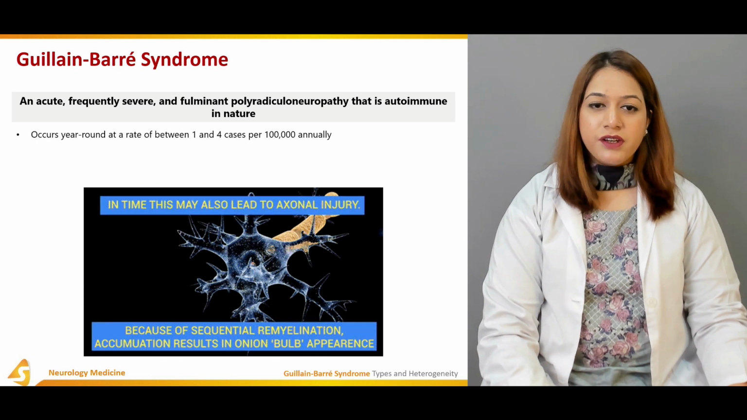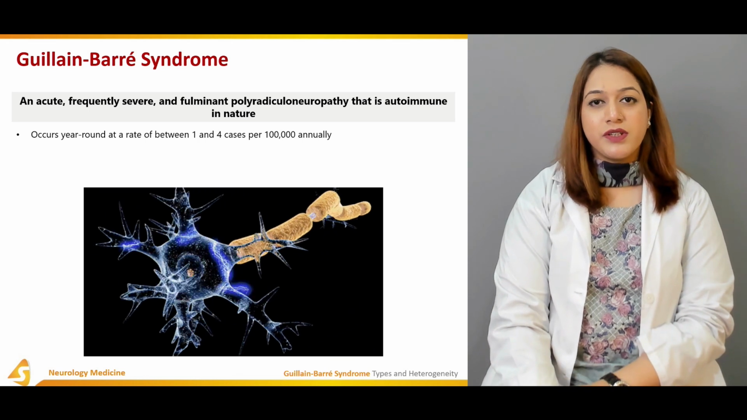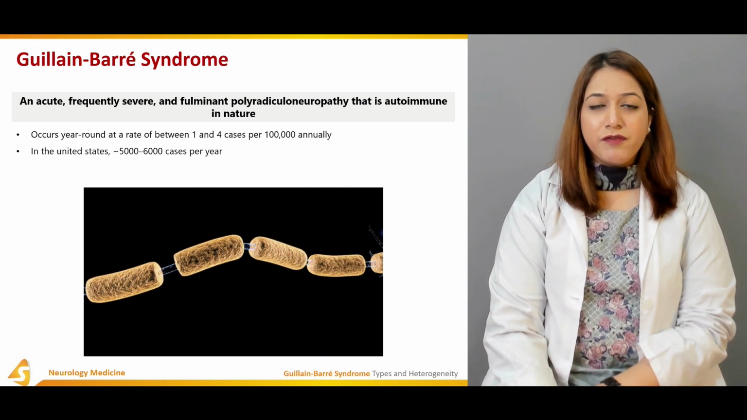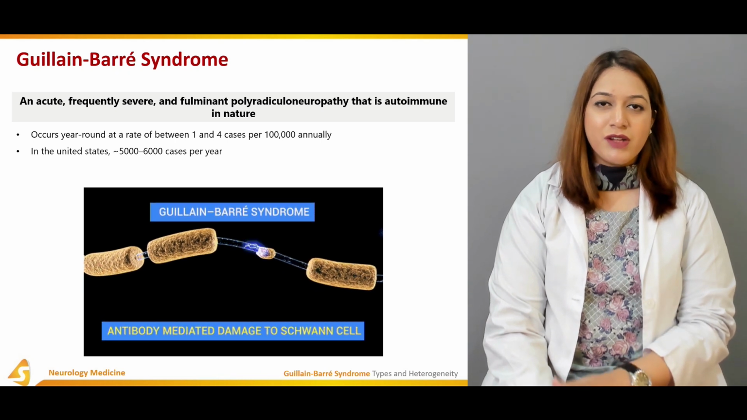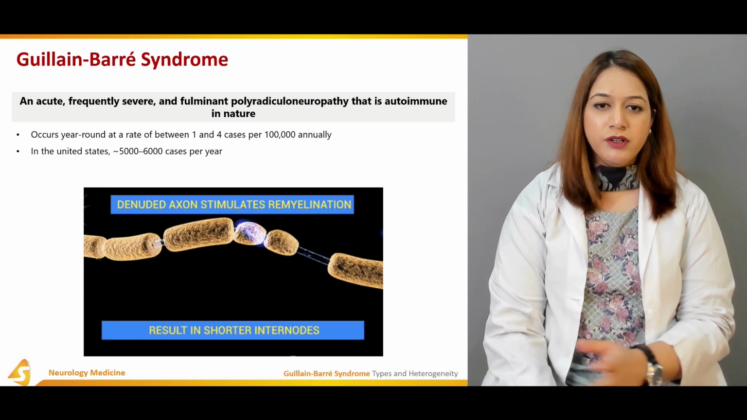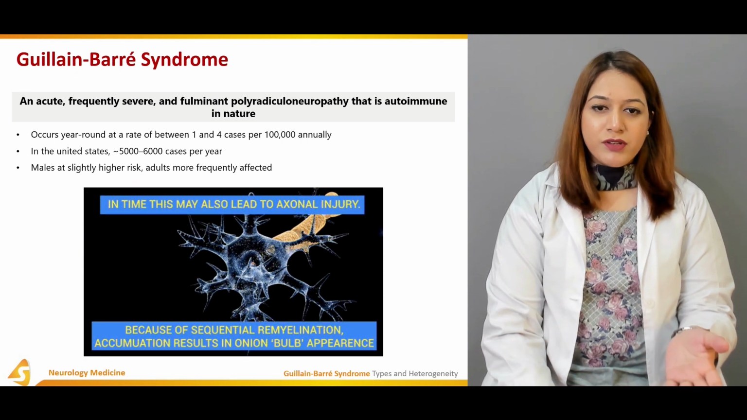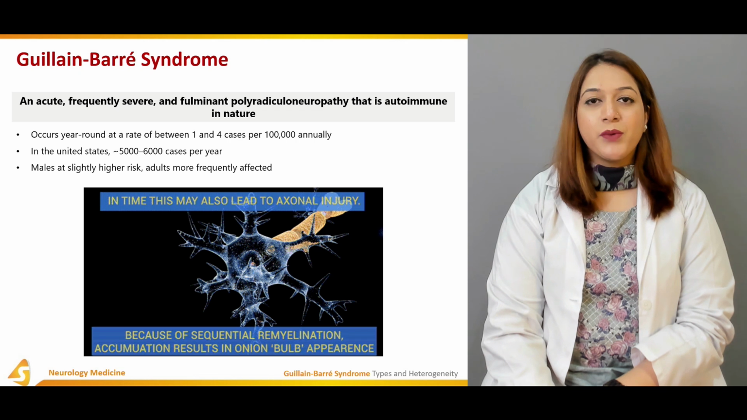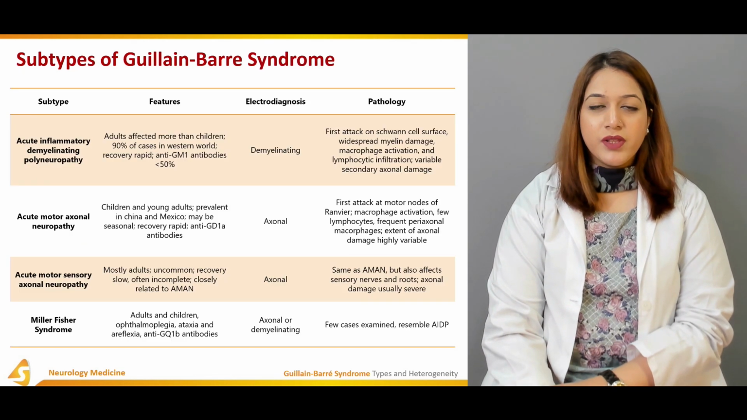It occurs year round at a rate of between 1 and 4 cases per 100,000 annually. If we talk about the United States, around 5,000 to 6,000 cases occur per year. Males are slightly higher at risk, and adults are more frequently affected as compared to younger patients. These are the subtypes of GB syndrome.